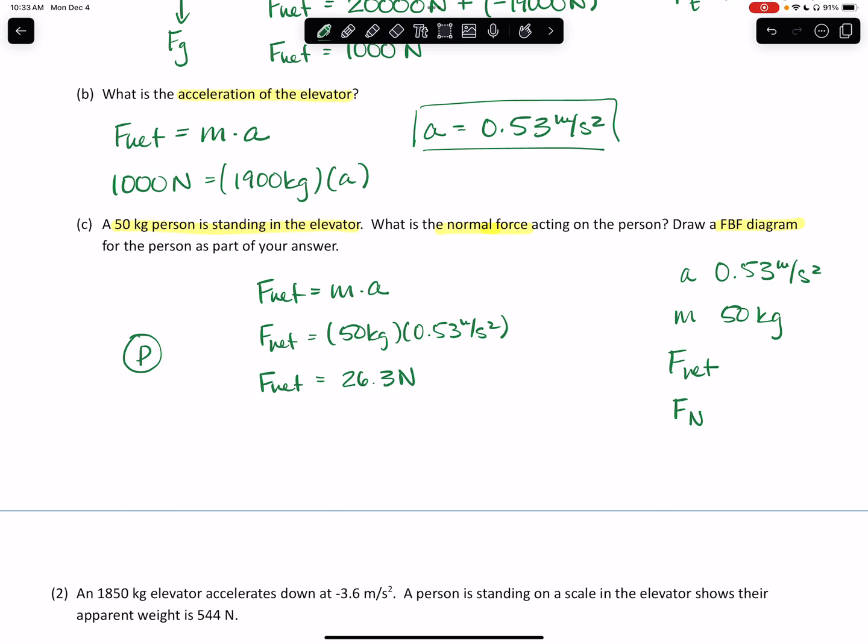So that tells me that my normal force is greater than my gravitational force. So I'm going to put an arrow in for my normal and a shorter arrow for Fg. So there is my net force.